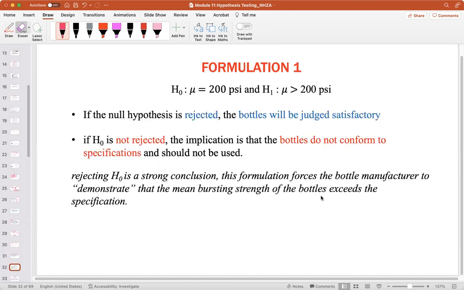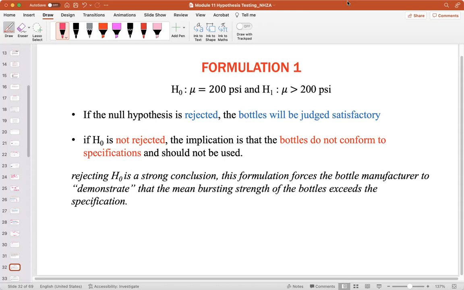So if we go for formulation number two, whereby the alternative hypothesis is greater than 200 PSI, if the null hypothesis is rejected, the bottles will be judged satisfactory because we know that the bottles will withstand a greater pressure and I can use the bottles. If it is not rejected, meaning that it is equal to 200 PSI, the implication is that the bottles do not conform to specifications and should not be used.